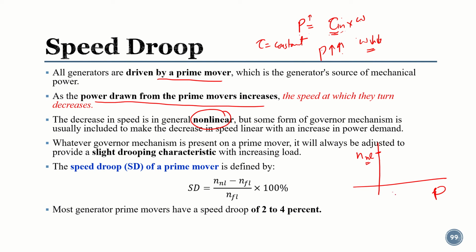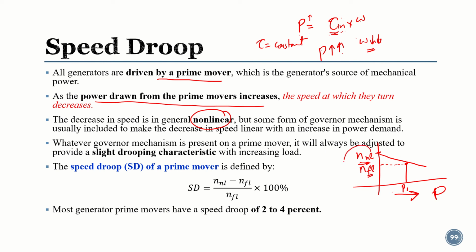Now if the power requirement is increasing, we will have a decrease in the speed, a decrease in the angular velocity. So the speed will drop. For example, if the new power is P1, your system will be operating at this frequency, that is the full load speed. So that is the relationship.